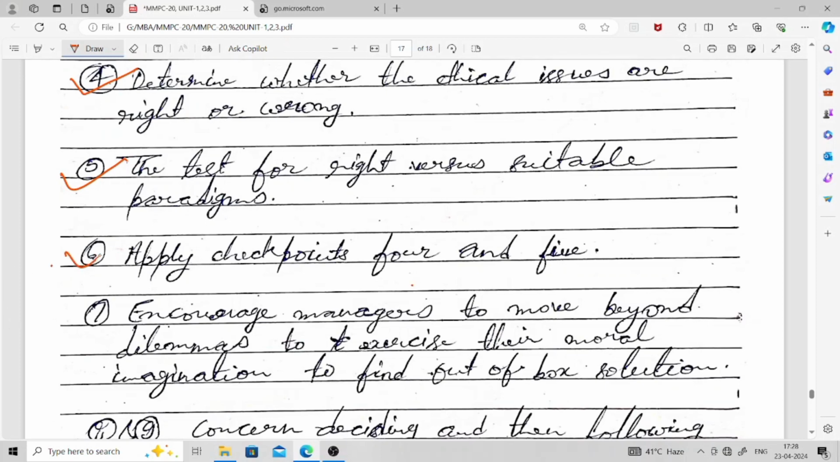Then seventh given: encourage managers to move beyond the dilemmas to exercise their moral imagination to find out-of-the-box solutions. It means managers should be encouraged to move beyond dilemmas. Whatever dilemmas are present there, managers should be encouraged to go beyond that and find the solution from out of the box.